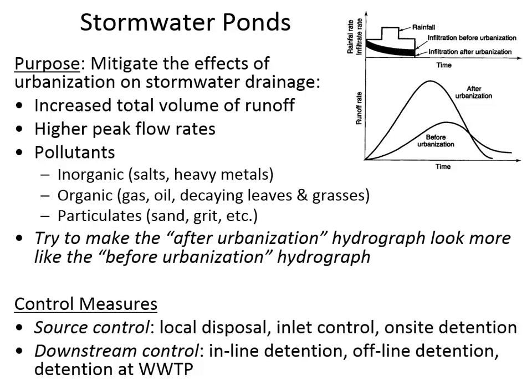Downstream control is when, instead of, or maybe in addition to, trying to control things at the source, you are somewhere after multiple streams have combined, trying to detain it or slow it down, or it's your last chance for controlling the excess flows at the wastewater treatment plant, where they may put in a gigantic flow equalization basin so that they're not forced to discharge to the river without treating the wastewater first.